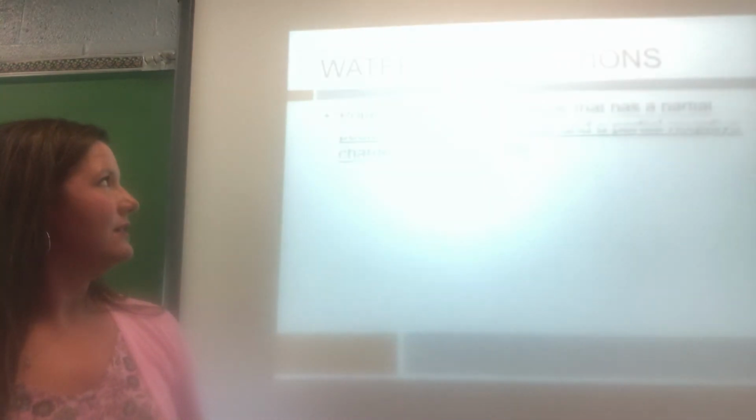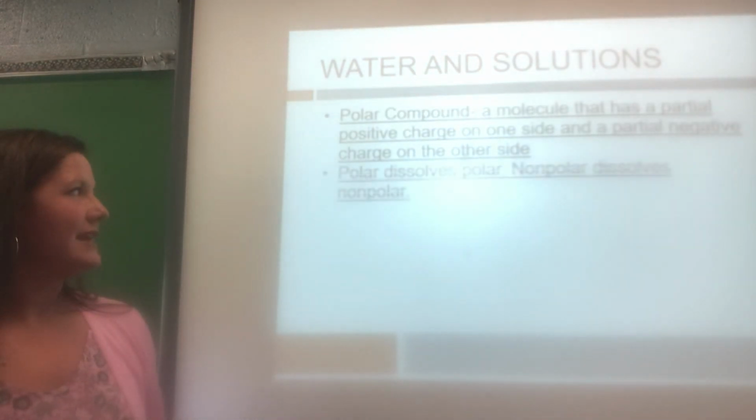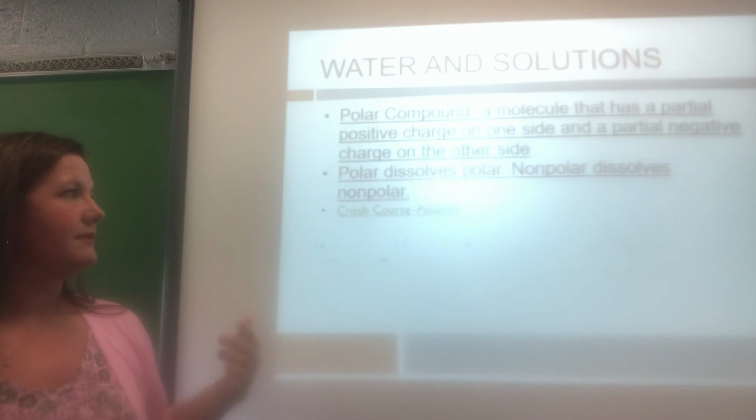So what does that mean for us? Polar compounds are only able to dissolve other polar compounds, and nonpolar can't. Polar dissolves polar, nonpolar dissolves nonpolar.